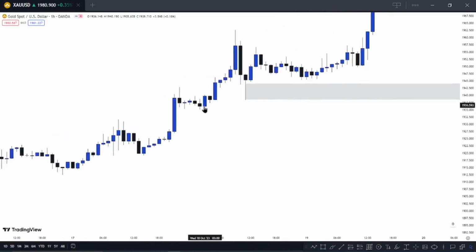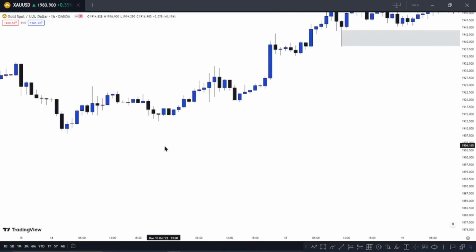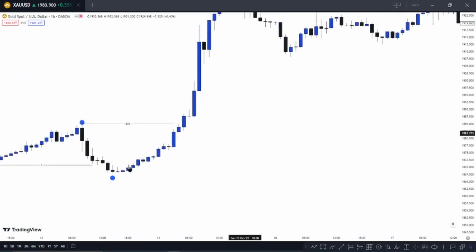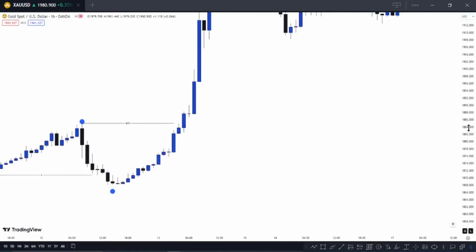Everything is mitigated here. Look at it. Everything is mitigated. Even this one is also mitigated. So our last lower high is here. So everything is mitigated here, so there is nothing else we can capitalize on. No, everything is mitigated, guys.